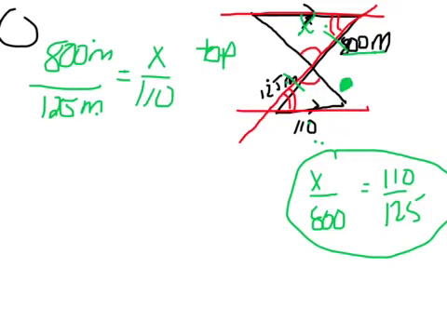So now if I solve this, I just need to cross multiply: 125x equals 800 times 110, and you'll need to work that out. I'm not going to do that. All right, number 7.